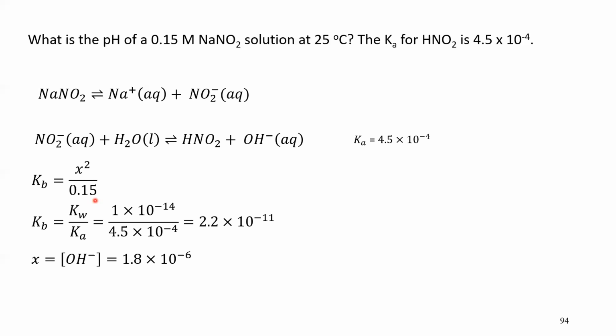All right, so for hydroxide, which is what x equals, I have 1.8 times 10 to the minus 6. Since it's hydroxide, you're going to be figuring out the pOH and then subtracting it from 14 to figure out your pH. Plug it in the chat when you get it.